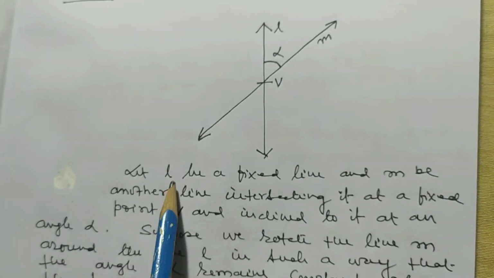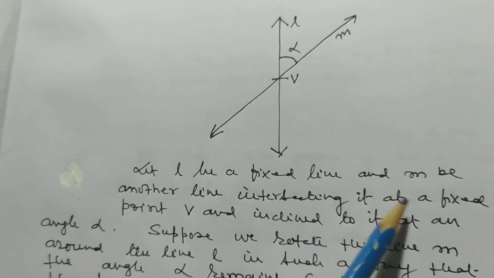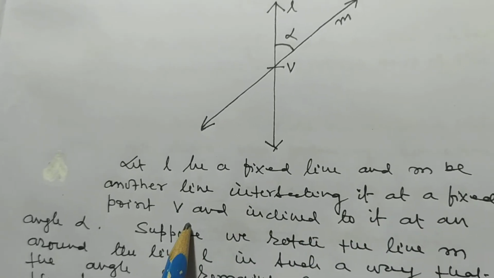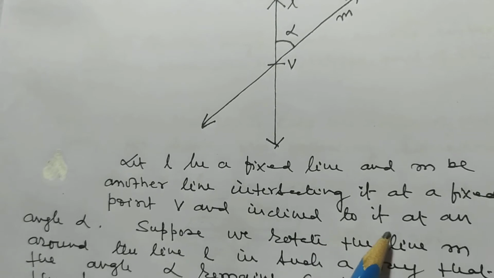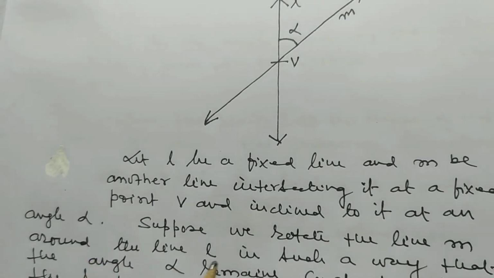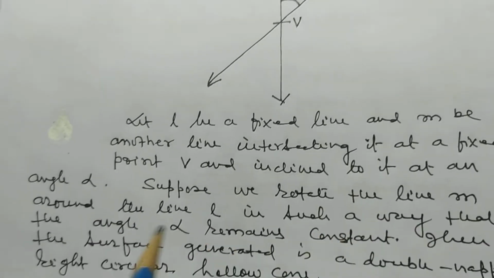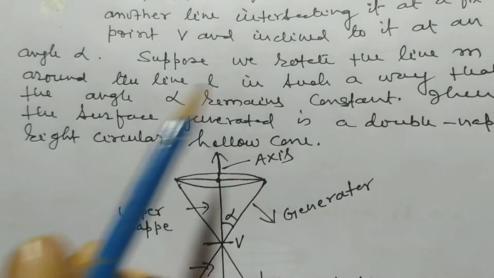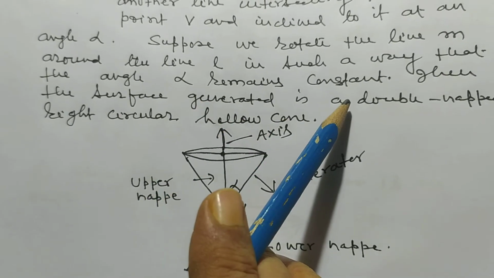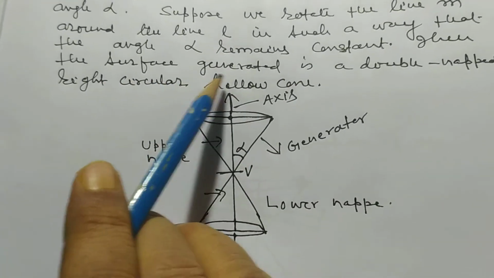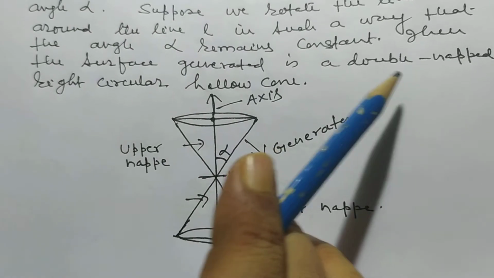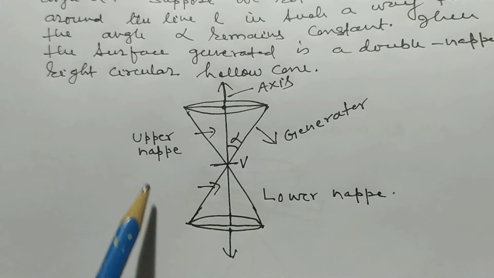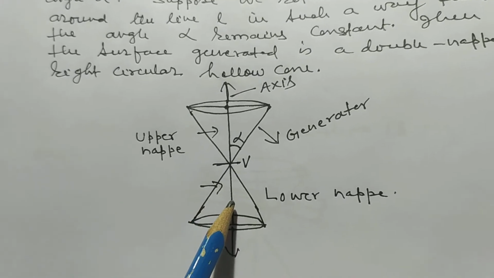Let L be a fixed line and M be another line intersecting it at a fixed point V and inclined to it at an angle alpha. Suppose we rotate the line M around the line L in such a way that the angle alpha remains constant. Then the surface generated is a double napped right circular hollow cone. This is the example of right circular hollow cone.